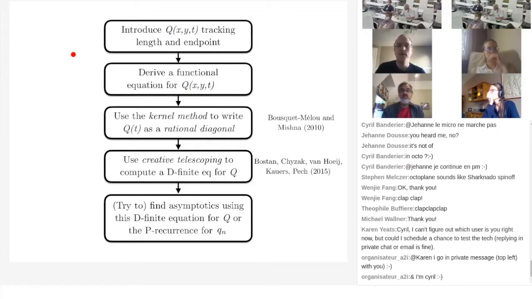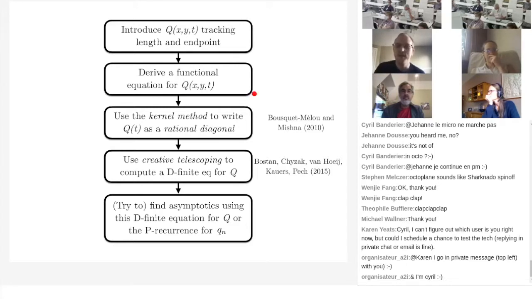And if you want to be a little more rigorous, there's this very nice framework you can follow now, which is to introduce a multivariate generating function tracking not only the length of a walk, but also its ending point. So here it would be a 3-variable generating function because you're keeping track of the x endpoint, the y endpoint, and the number of steps in your walk. You can derive a functional equation for this trivariate generating function, and then you can use the kernel method developed by Mireille and others to write this generating function as the so-called diagonal of a rational function, which I will describe in much more detail later in this talk, and Robin also described yesterday.